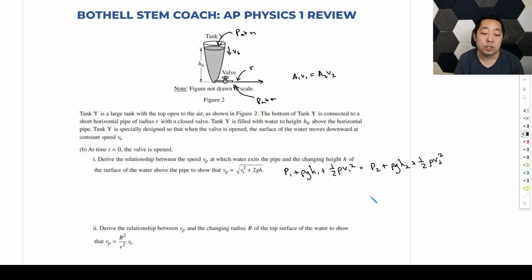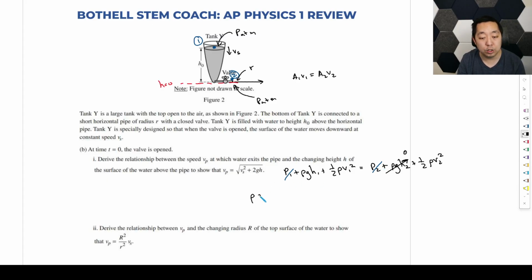Okay, so now when we do something like this, what we want to think about is, what is our reference height? So this is where h equals 0. We also want to think about our 2 points, right? The point here will be 1, and the point here will be 2. Now, they both have the same pressure at those points, so we can cancel those. They're both open to the air, so they're at atmospheric pressure. For point 2, the height is 0, because we make that h equals 0. So then it's just looking at this equation.